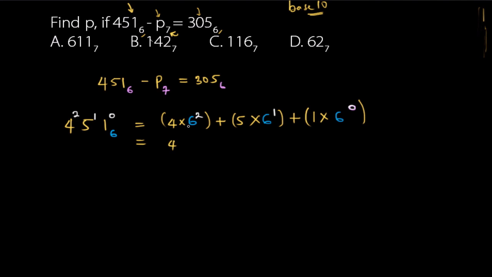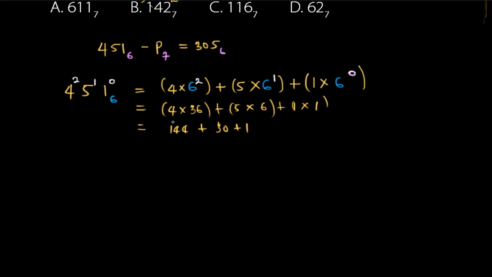So 6 squared is 36, so 4 times 36 is 144, plus 5 times 6, which is 30, plus 1 times 6 to the power 0, which is 1. Then 144 plus 30 plus 1 gives you 175. So this is 175 in base 10. But by convention, we usually don't write the base whenever it's in base 10.